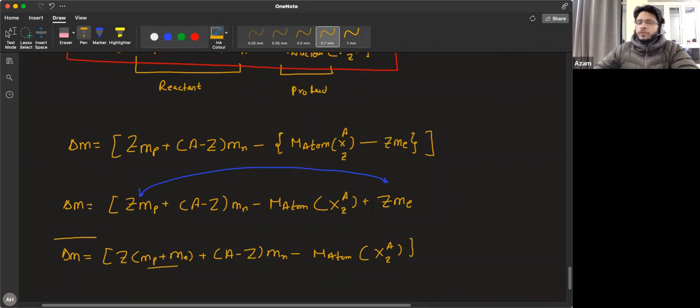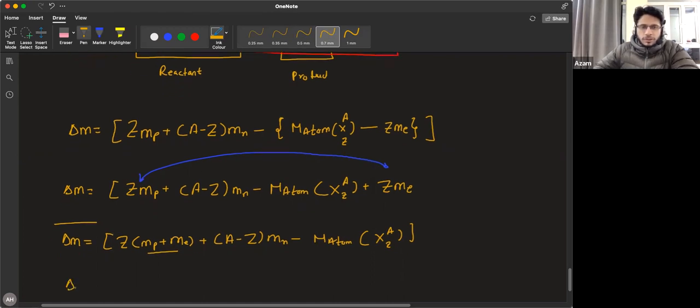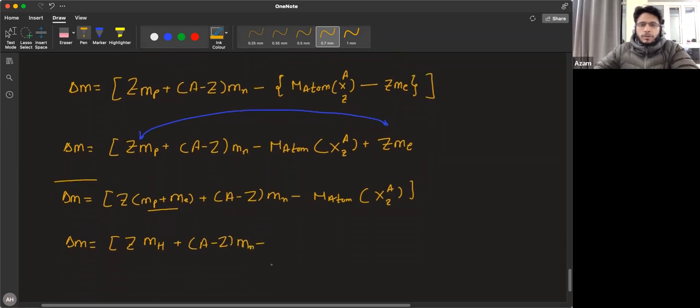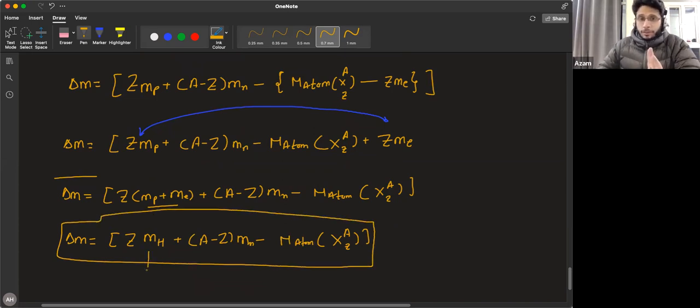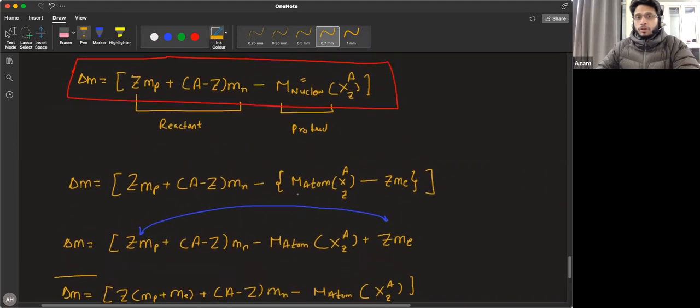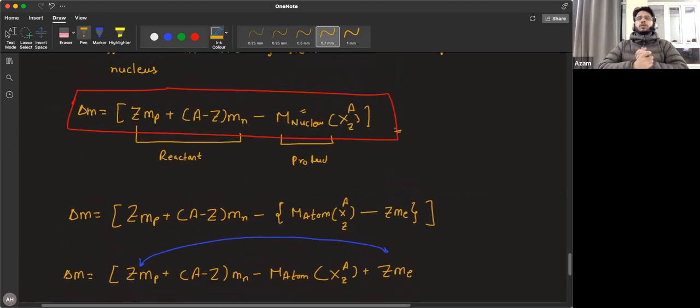And what is mass of proton plus mass of electron? What do you get if you add one proton and one electron? One hydrogen atom. So this is the mass of hydrogen atom. So you can write the mass defect as Z times the mass of hydrogen atom plus (A minus Z) times mass of neutrons, minus mass of atom X having mass number A. So this is the mass defect, and remember, this is the mass of hydrogen. Use this expression if the mass of atom is given. Use the other expression if you have the mass of nucleus. This is how we calculate mass defect.